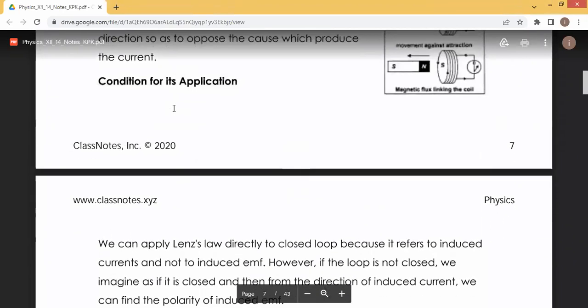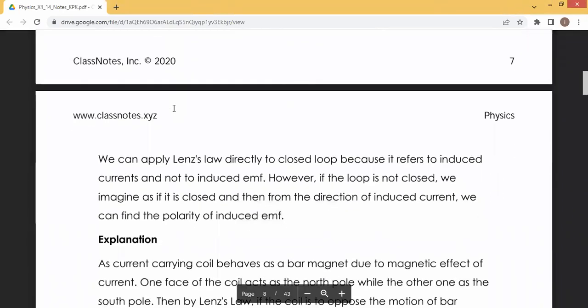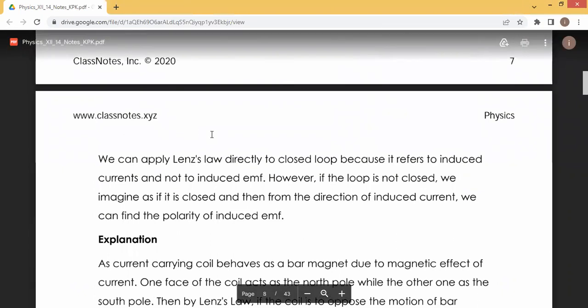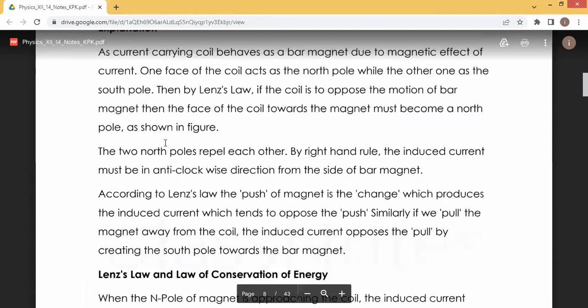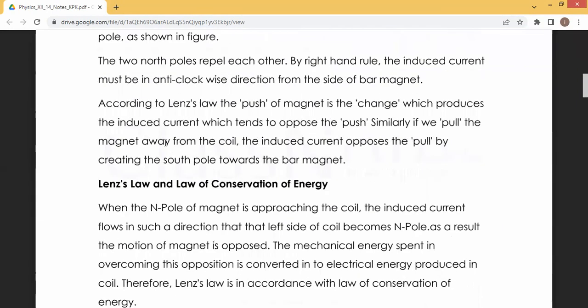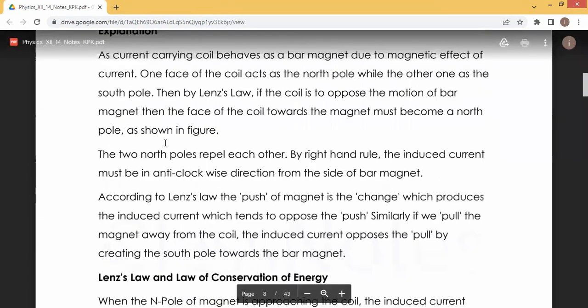The condition for its application is that we can apply Lenz's law directly to a closed loop because it refers to induced current and not to induced EMF. However, if the loop is not closed, we imagine it as if it is closed, and then from the direction of induced current, we can find the polarity of induced EMF. So this is basically the explanation of Lenz's law.